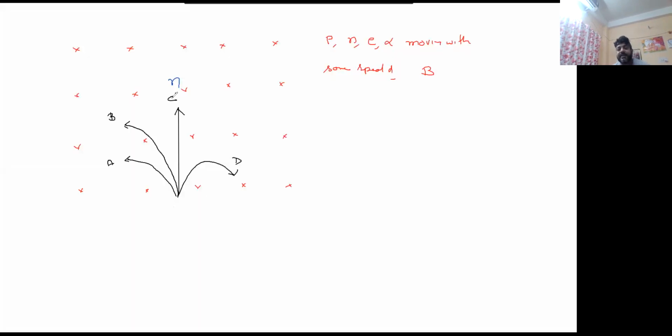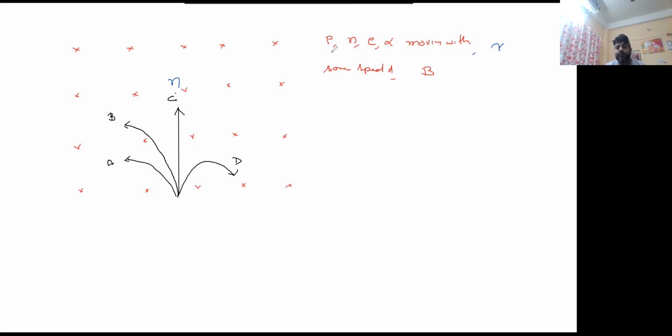As C is moving without any deflection, it is very clear that this particle is the neutron. Why? Because if you have any charged particle in presence of a magnetic field, it will be deflected. But a neutron, as you know, doesn't have any charge, so it will move in a straight line. A gamma particle also moves in a straight line. So the neutron moves in a straight line, no deflection.